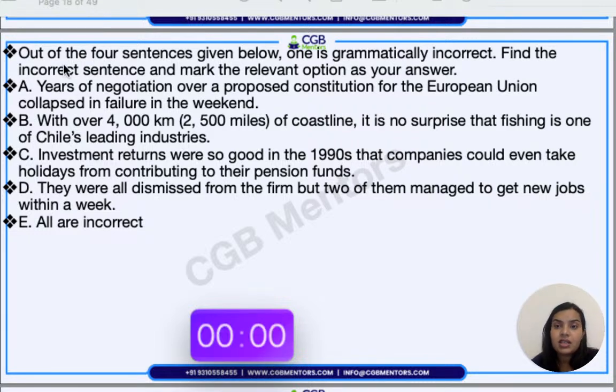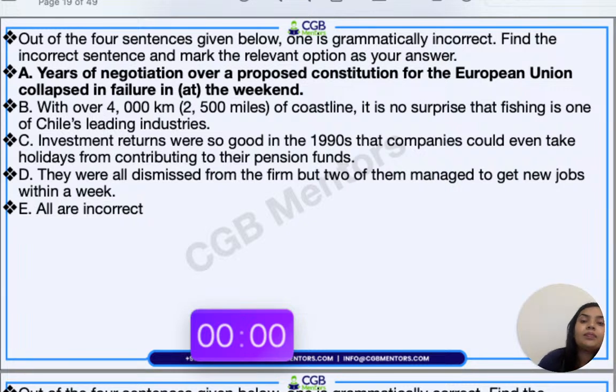So out of four sentences, one is incorrect. You have to find the incorrect sentence. Many a time you can see in such a question, you will be asked which is the correct one, and you mark that. So it's very important that you read the instruction properly. Now here the answer is A.